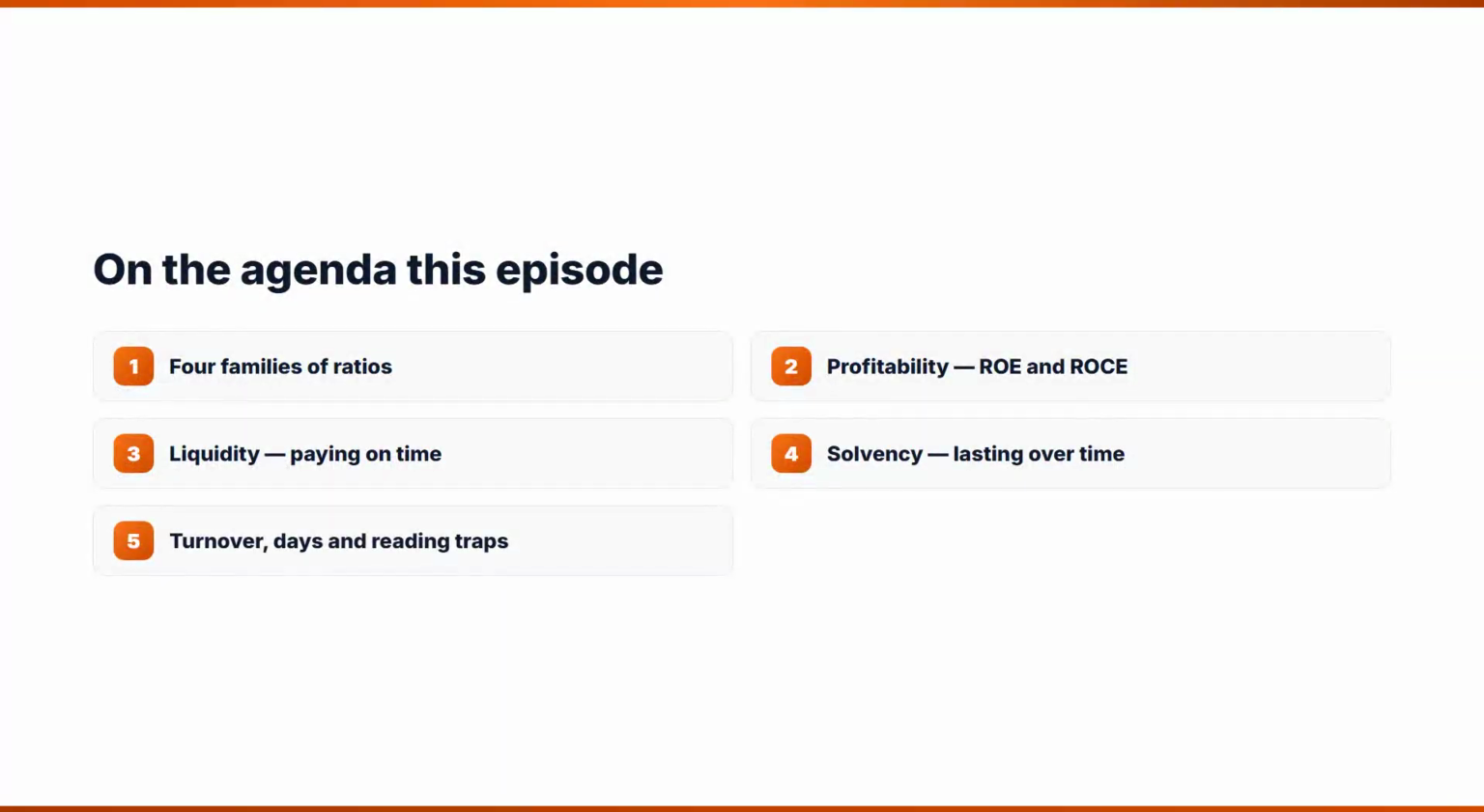On the agenda, the four families of ratios. Profitability, with ROE and ROCE. Liquidity, the ability to pay on time. Solvency, lasting over time. And turnover, with debtor and creditor days.